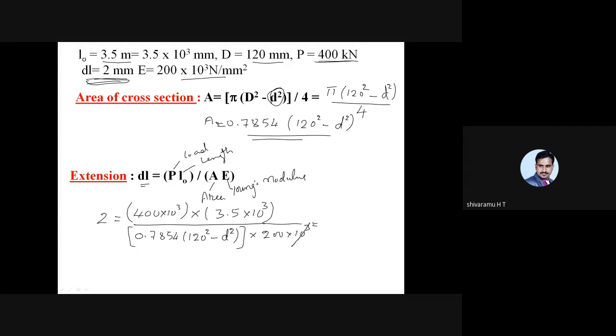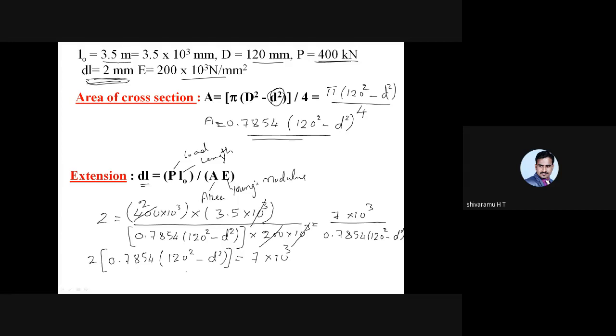So here 10 power 3 will get cancelled, and 400 by 200 is 2. So we'll get 2 into 3.5 is 7 into 10 power 3 divided by 0.7854 into 120 square minus d square. This will be equal to 2. So we can cross multiply: 2 into 0.7854 into 120 square minus d square is equal to 7 into 10 power 3.